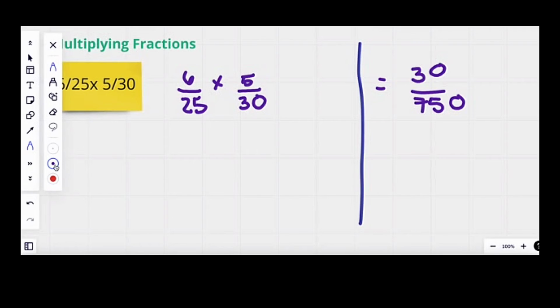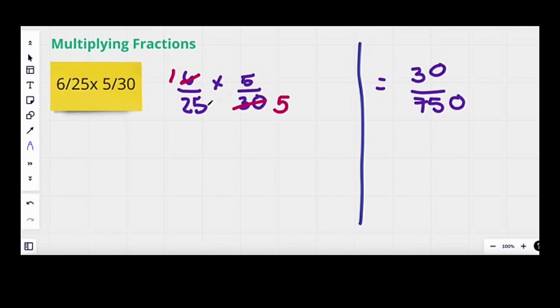Okay, so let me just change my color so that you guys see what we're going to be doing. Okay, so we got 6 over 25 and 5 over 30. So what we're going to do to start reducing the fraction before multiplying is we're going to look across like this, okay? We're going to look at the fraction across this way. And when we look across, we want to see what number fits into 6 and also fits into 30. So we know that 6 goes into 6 one time, and 6 goes into 30 5 times.